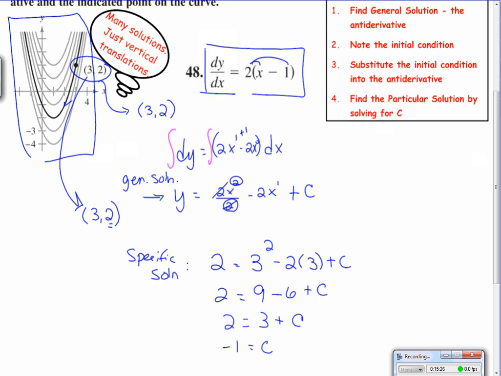Now for just rewriting it, we know c, so we pick up where we had this general solution, which was kind of messy up here. That was my general solution. The specific one going through the point (3, 2) will be x squared minus 2x minus 1, picking up our c value that we solved for. So really no different than what we did in problems A and B. It's just we have that graph there to help us out.